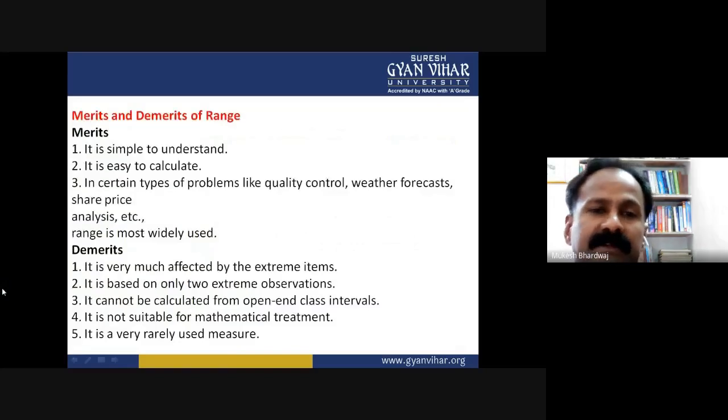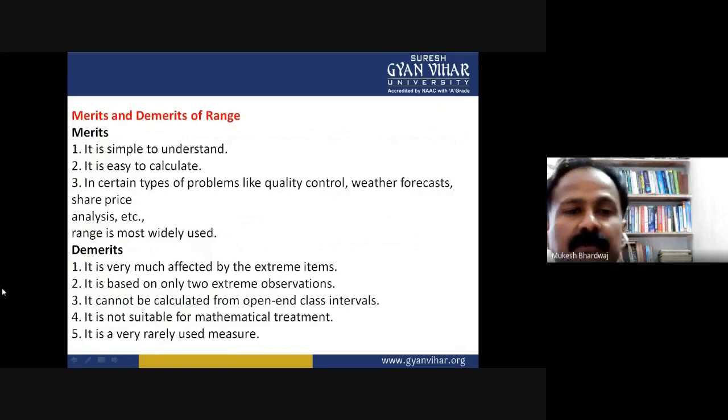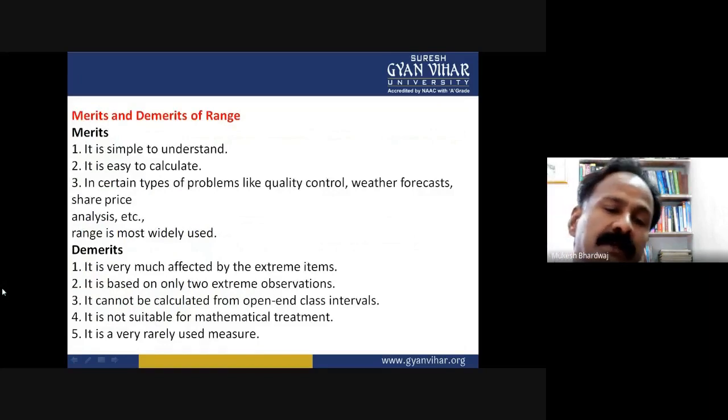Now, merits and demerits of range. It is simple to understand, and it is easy to calculate. In certain types of problems like quality control, weather forecast, share price analysis, etc., range is most widely used.